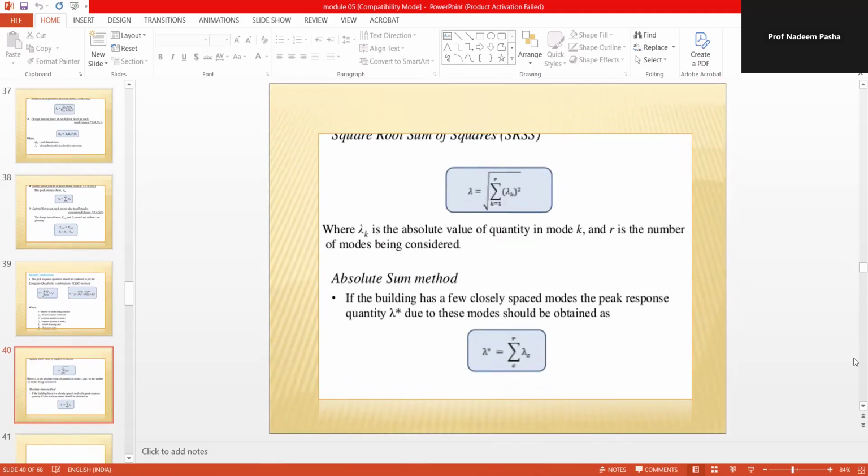Square root of sum of squares method. Lambda is equal to the square root of the summation, k equal to 1 to r, of lambda k squared, where lambda k is the absolute value of the response quantity in mode k and r is the number of modes being considered.